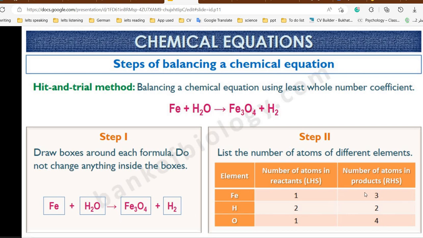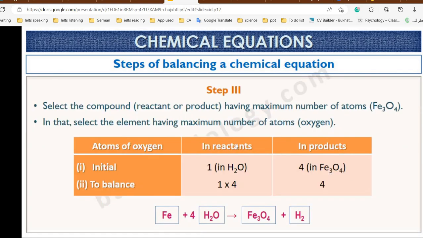Here we have 1, here we have 3. For hydrogen, we have 2 here and 2 here, so the hydrogen is balanced. Oxygen has 1 here and 4 here, so it's not balanced. The only one which is balanced is hydrogen.